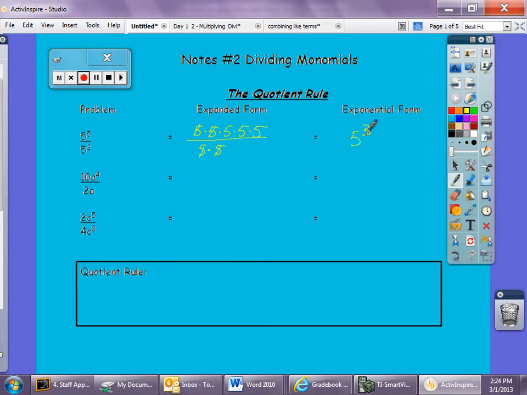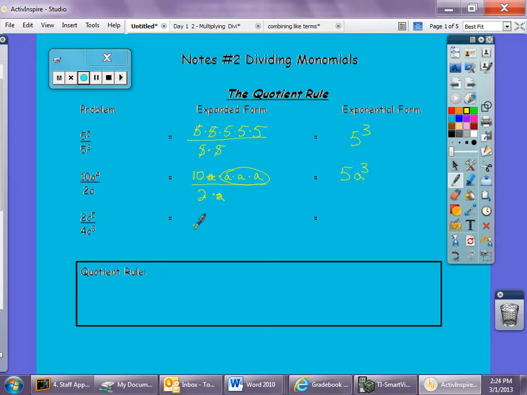When you look at number 2, we have 10a to the 4th divided by 2a. If I write it in expanded form, I have 10a times a times a times a. I have 4 a's and 2 times a. I know that 10 divided by 2 will give me 5, and then one set of a's cross off. So I have 3 left, so that's going to be 5a to the 3rd.